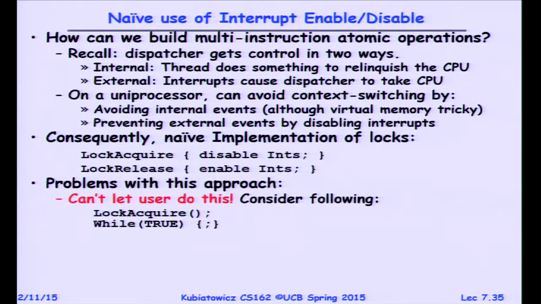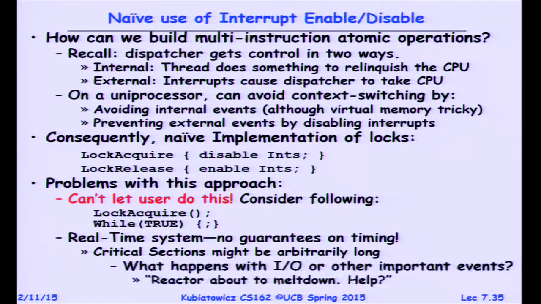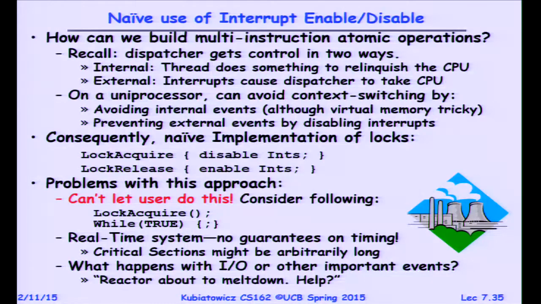Some problems are that you can't let the user ever do that, because we never want to let a user disable interrupts, since they can crash the system. And in a real-time system, you don't know how long that critical section is going to take, and interrupts need to go off with the timer, otherwise we can't keep real time. And what happens with I/O and other important events, like an interrupt that the reactor's about to melt down, and you're busy computing pi with interrupts disabled? Probably a bad thing. So this seems attractive, but probably isn't what we want. Everybody with me? So can we do something else?